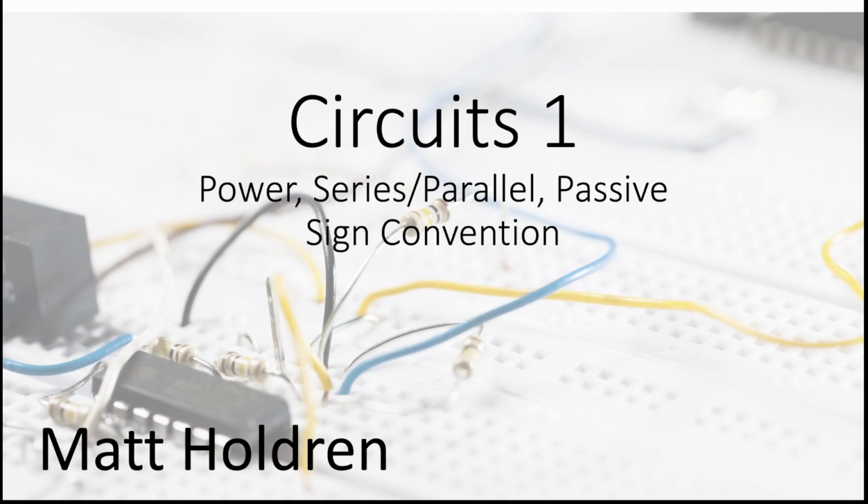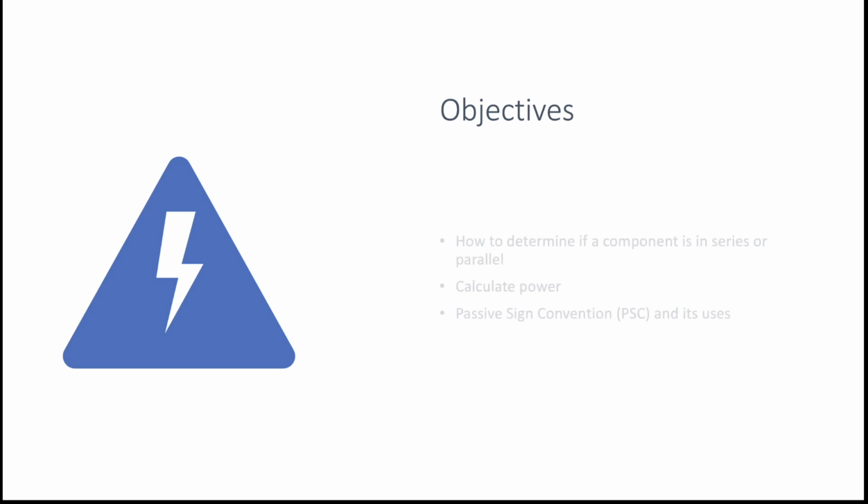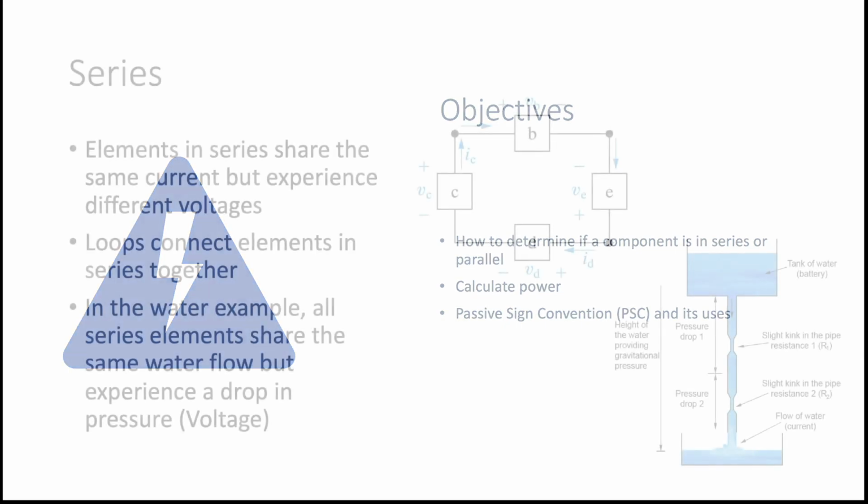So this video is going to be video 2 in the Circuits 1 series. We're going to be talking about power calculations, series and parallel circuits, and passive sign convention. The objectives of this video are going to be to determine if a component is in series or parallel, calculate power, and use passive sign convention to show if a component is a source or if it's a load.